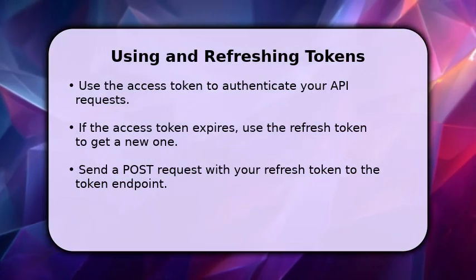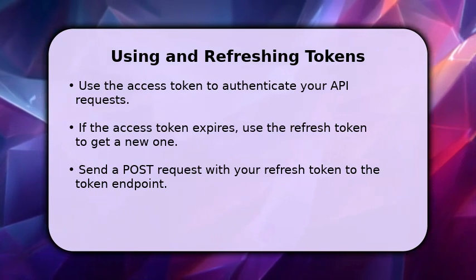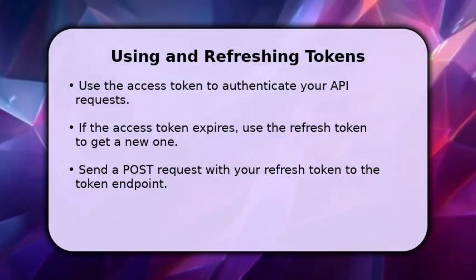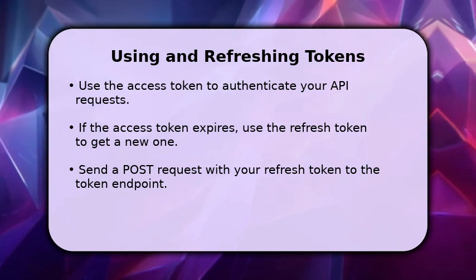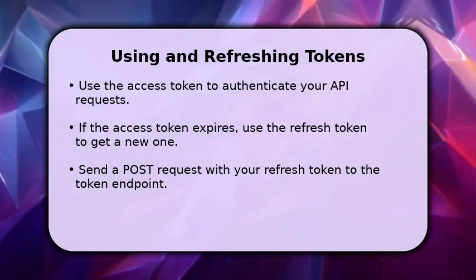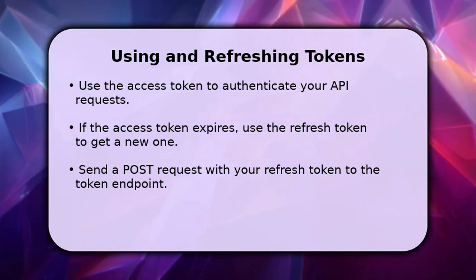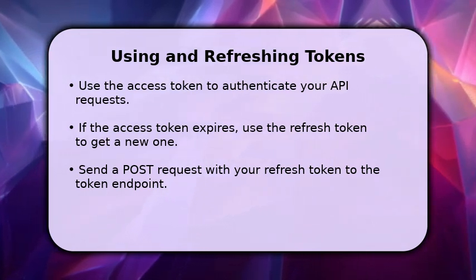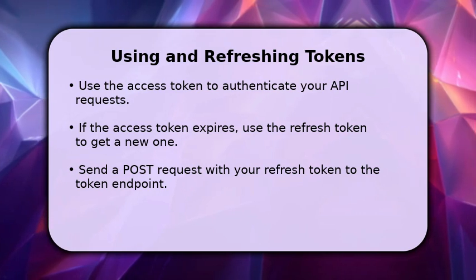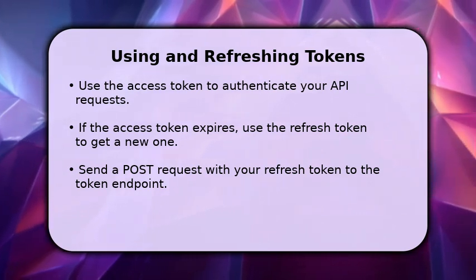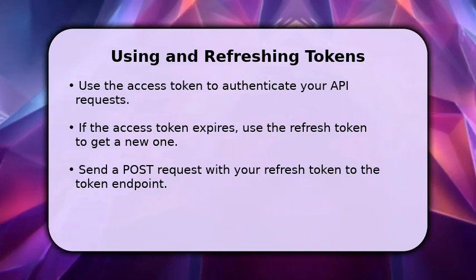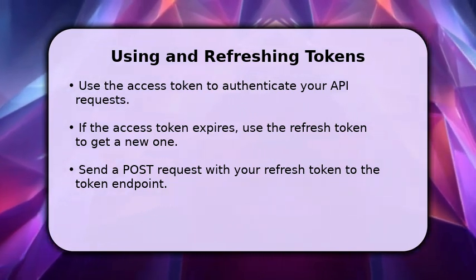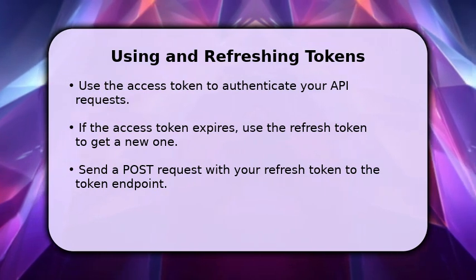Finally, you'll use your access token to authenticate all your subsequent API requests. Since access tokens expire, usually after 60 minutes, you'll need to use your refresh token to obtain new ones. Simply send another POST request to the token endpoint, including your refresh token, client ID, and client secret. Always store your refresh token securely, as it's crucial for maintaining continuous API access without repeatedly involving the user.